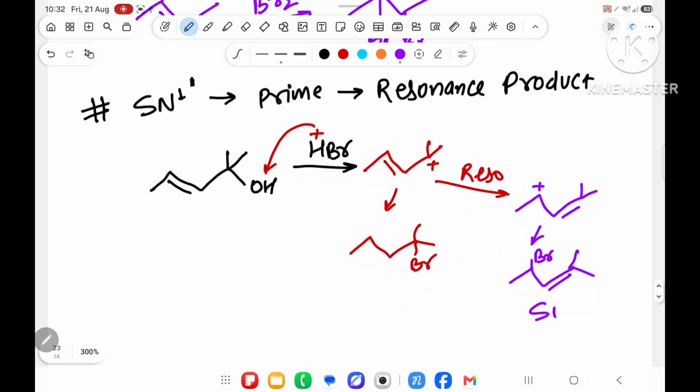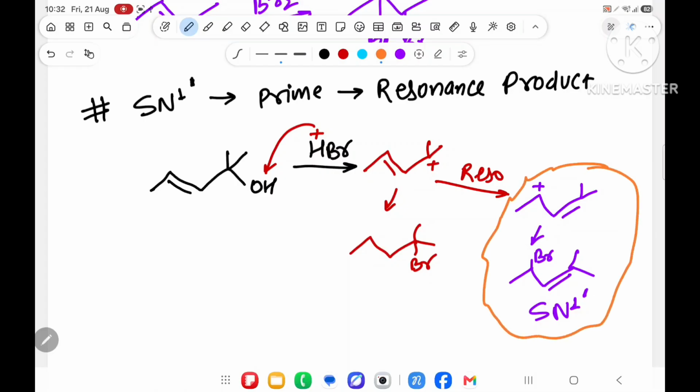So this product is known as SN1 prime. It means after the carbocation, whenever you do resonance, that resonance product is known as SN1 prime. This product is the simple carbocation SN1 mechanism product, but this one is SN1 prime. Don't get confused; over here the double bond is there, I have not changed it. Understood? So the resonance product is SN1 prime.